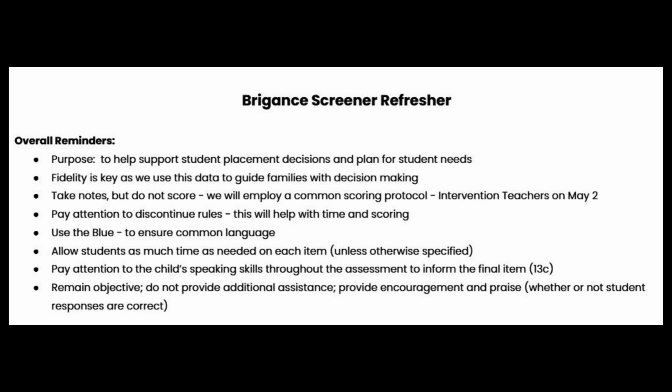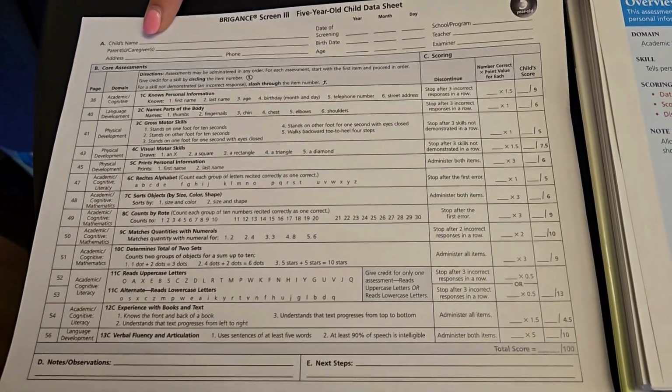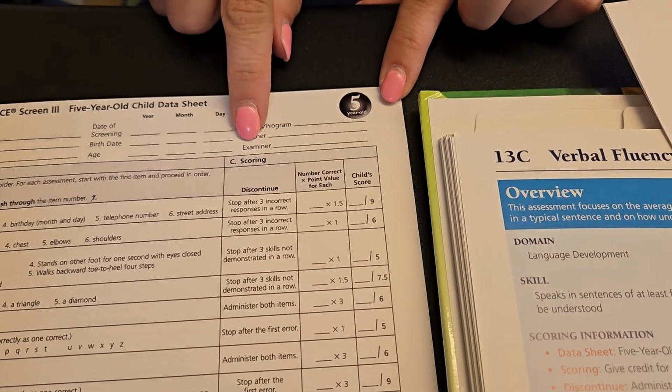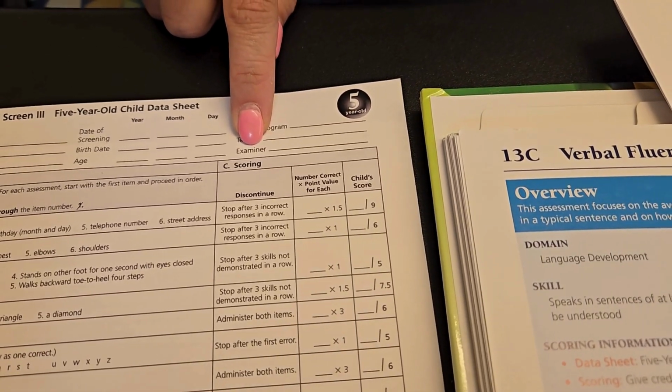Pay attention to the student's speaking skills throughout the assessment to inform the final item, and remain objective. Do not provide additional assistance. Provide encouragement and praise whether or not a student responds correctly. Refer to the label for correct information. Be sure to put your name here next to where it says examiner for follow-up questions.